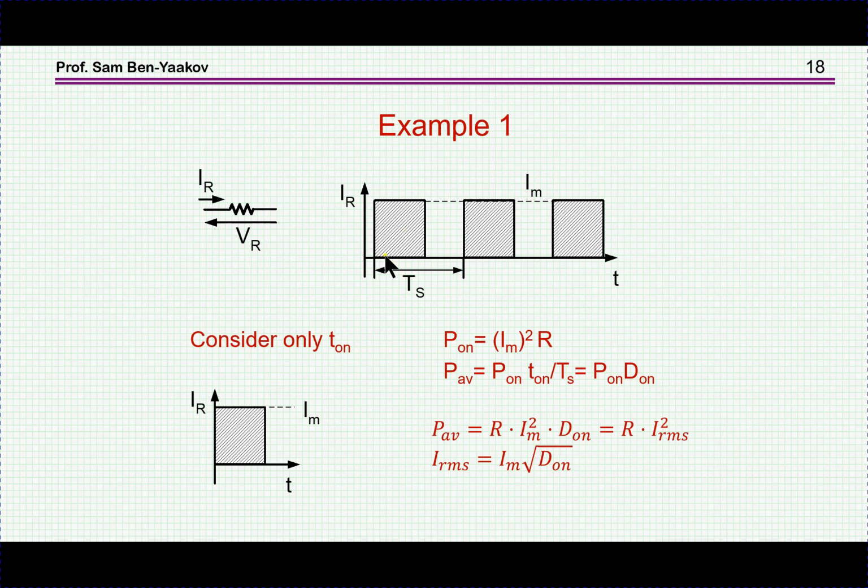And then the power in this region is Im squared over R. Im is the maximum. And then the average power will be this area here divided by Ts, which is the power times T on divided by Ts. This is by definition the duty cycle. And then I represent it as R times Im squared times D on, and therefore this thing here is related to the power, and it is the IRMS squared by definition. And therefore, the RMS of this current is the peak value times the square root of D on. So once I have this waveform, I can very quickly find what the power will be, which will be, of course, this square times the resistance.